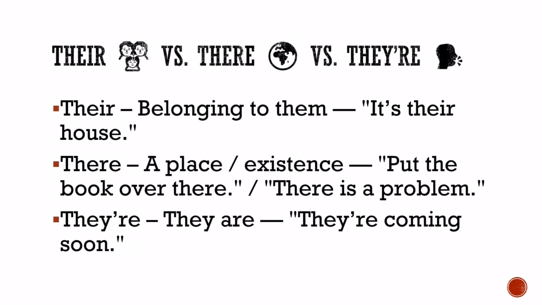Their versus there versus they're. The first, their, means belonging to them, and we can use it as an adjective. For example, it's their house. The second, there, is an adverb, and it means a place or existence. For example, put the book over there. Or we can also use it to mean there is a problem. And the last one we have is the contracted form of they plus are. For example, they're coming soon.